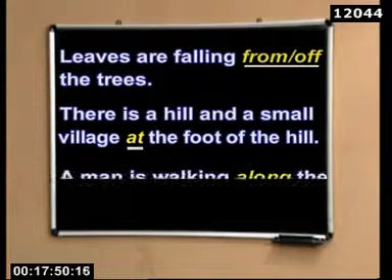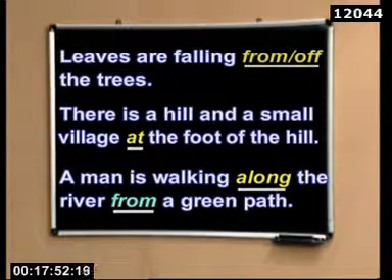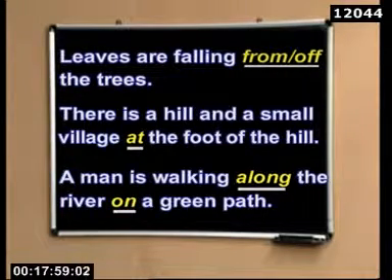Okay, next. A man is walking along the river from a green path. From a green path or along the river on a green path. On the river. Yeah, because he is walking on the path, right? So, along the river, because the path is along the river and parallel to the river, and he is on it. That is the position.